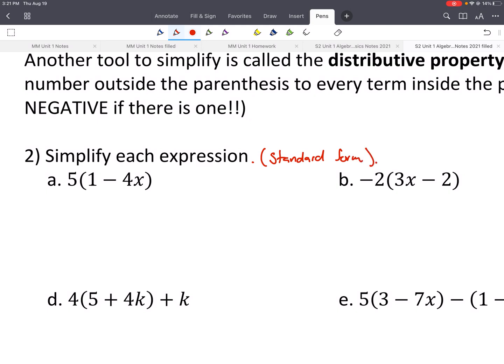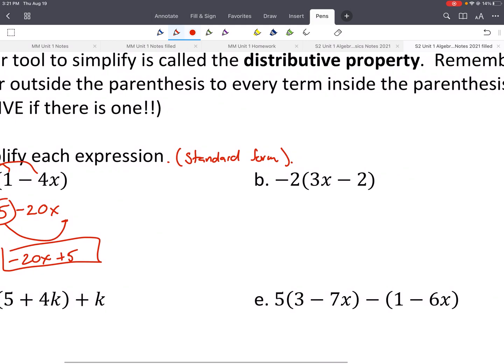Okay, so to distribute, we would multiply the 5 and the 1, would multiply the 5 and the negative 2, or 4, sorry, that would give us negative 20. And then we need to make sure it's in standard form. So we need to put this 5 over here. So negative 20x plus 5.